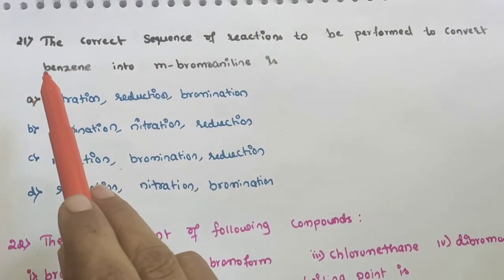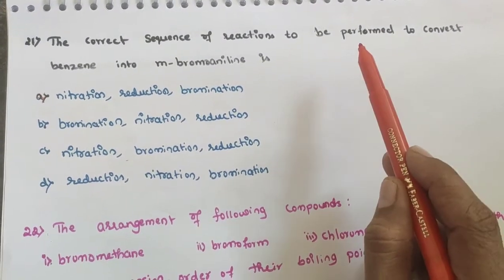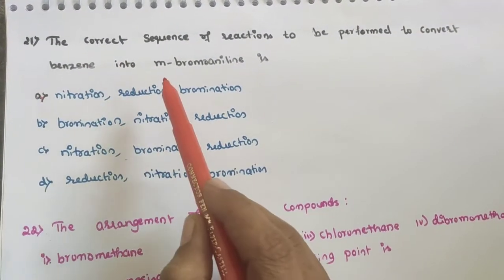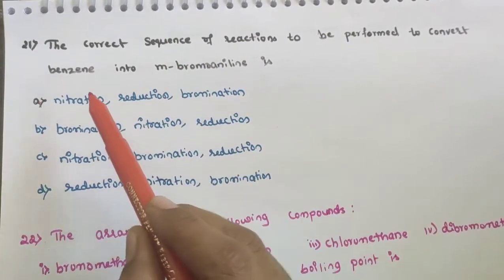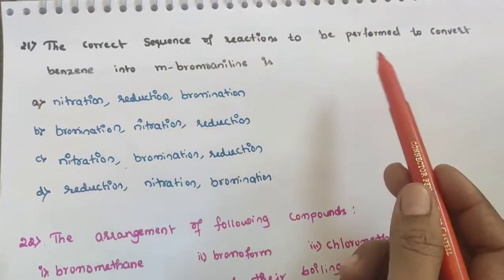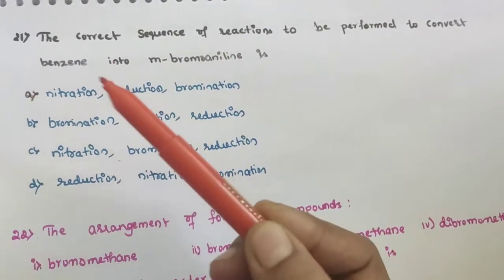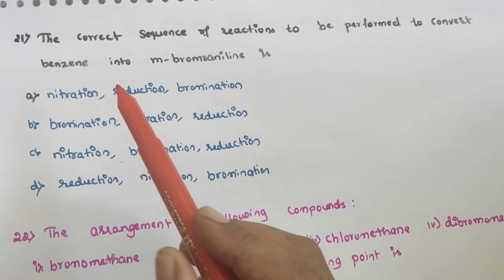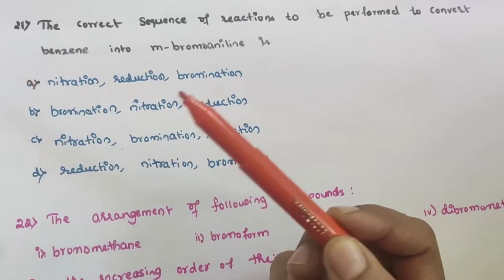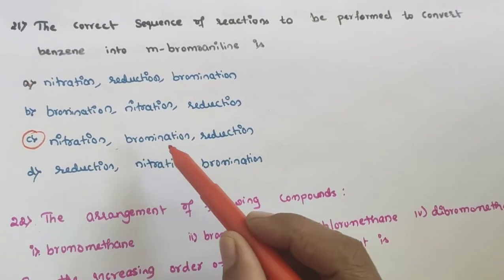The question is: the correct sequence of reactions to be performed to convert benzene into metabromoaniline is. Here we have to arrange the correct sequence of reactions, that is, from one step to another step, which type of reaction follows the correct sequence. Options A, B, C, D are given. The exact answer is C.